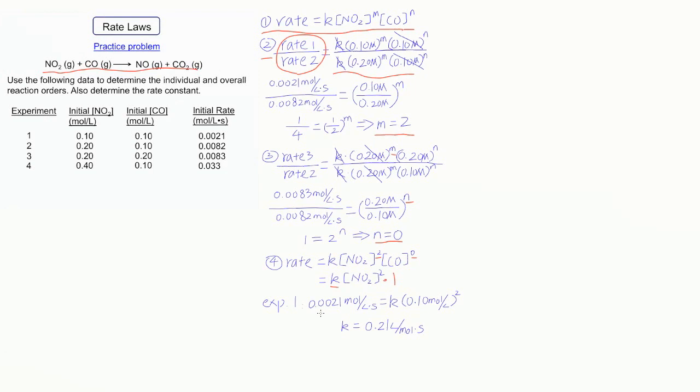Alright, like I said, when you reach this step, you can use any one of the 4 experiments to solve k. What I did here is to use the data from experiment 1. You have the rate, you have the concentration of the NO2. You can solve k as 0.21 liter per mole per second. This is what we did.